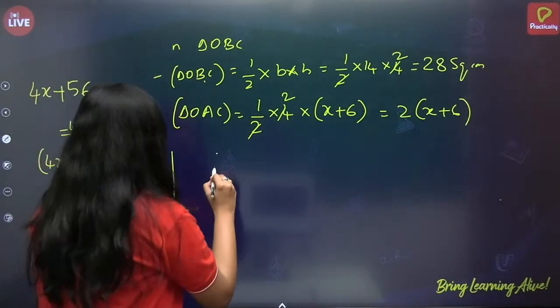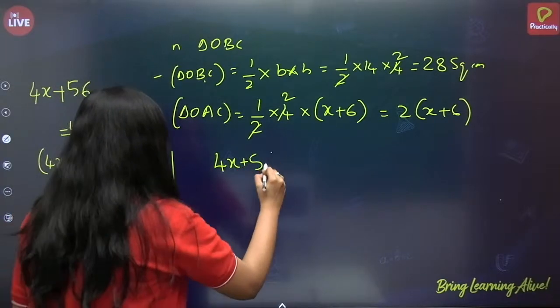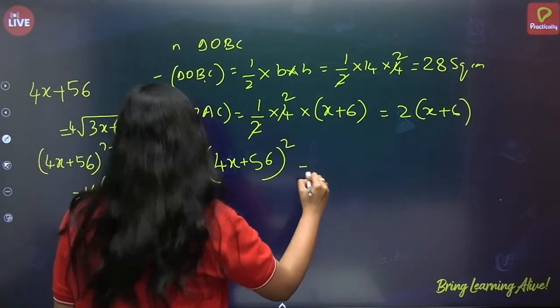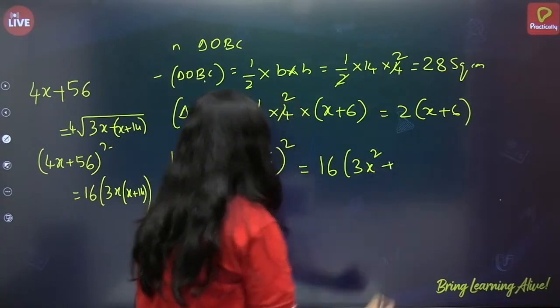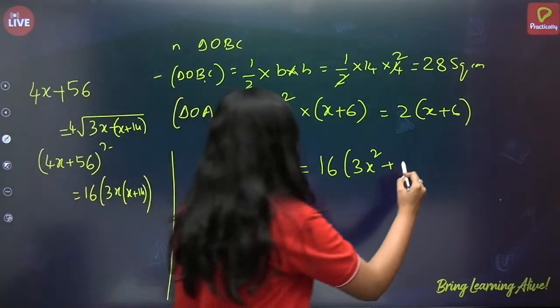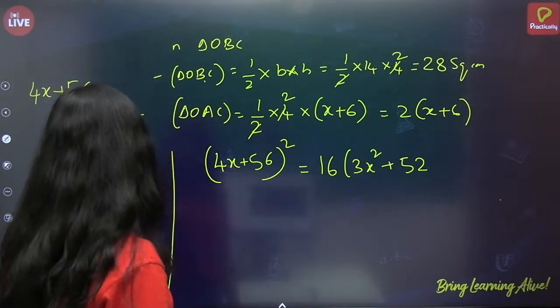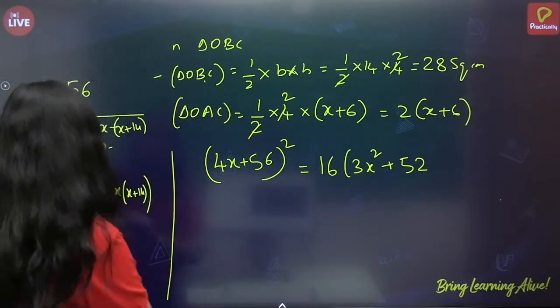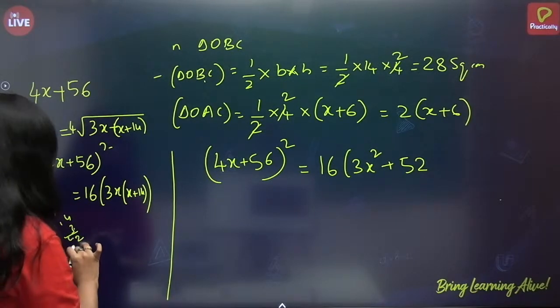Okay, now 4x plus 56 whole square is equal to 16 of 3x square plus 14 into 3, 3 4s are 12, 42. So, 3, right? 42.